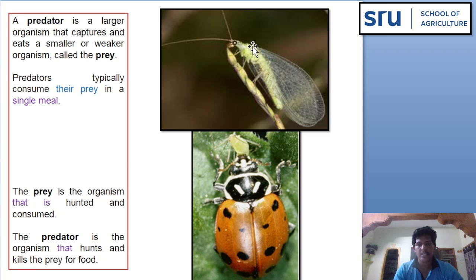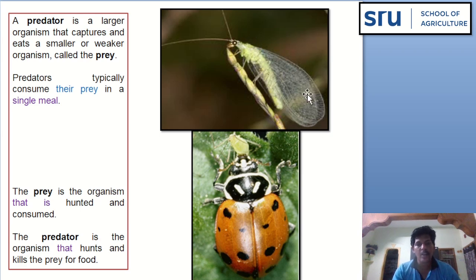In this session, we are discussing predators. See here, this is the green lacewing. Its common name is aphid lion. It feeds voraciously on aphids and manages their population. Similarly, this is the ladybird beetle. It also feeds on aphids and other soft-bodied insects and manages them. So this ladybird beetle is a predator, and the green lacewing is also a predator.